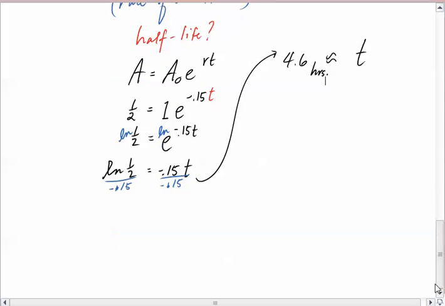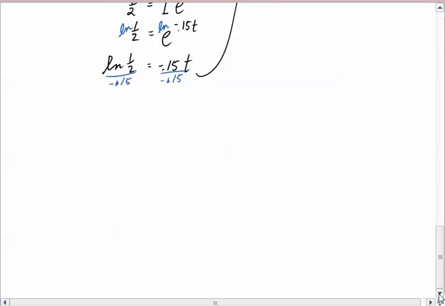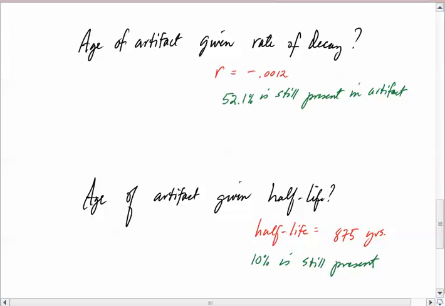Okay, let's do a couple more, and we'll be through. All right. What if we're asked about the age of an artifact given the rate of decay? And of course they would have to tell us, I'm going to go ahead and assume that it was a living organism, so we're going to use carbon-14 dating. So using that, we'll say that 52.1% of the carbon-14 is still present in the artifact.